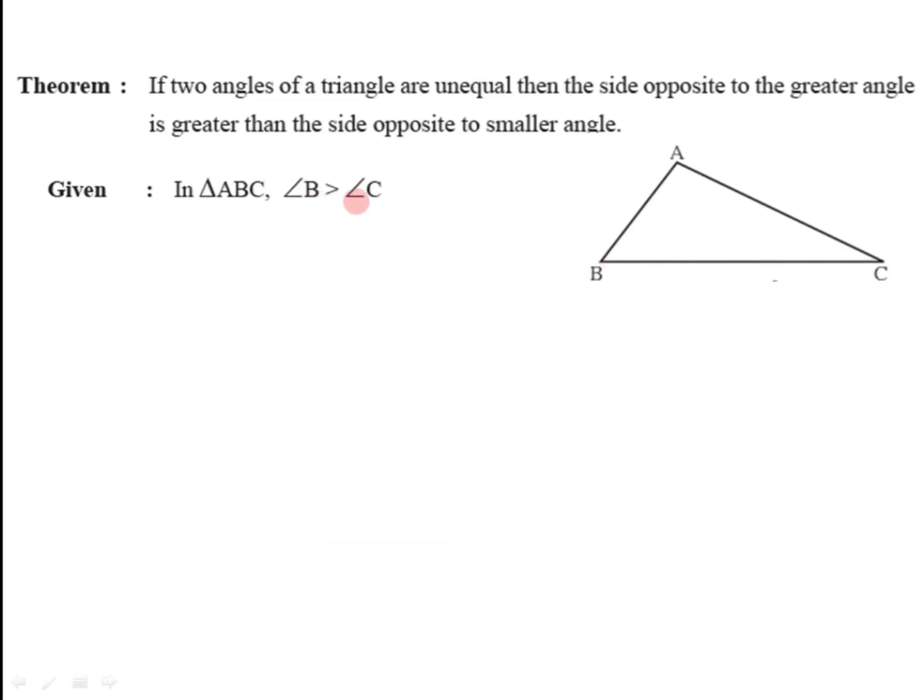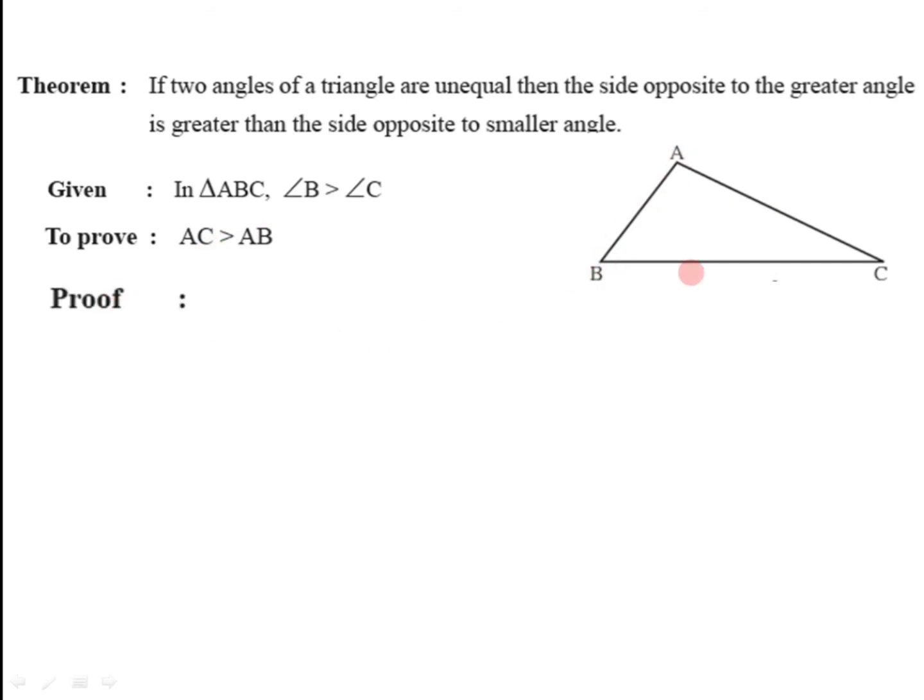So that's the given. We have to prove that if it is so, then the side opposite to the greater angle is greater than the side opposite to the smaller angle. Now in this case, the greater angle is angle B and the smaller angle is angle C. So the side opposite to angle B is AC. We have to prove that AC is greater than the side opposite to the smaller angle C, whose opposite side is AB. So here we should prove that AC is greater than AB. So let us have the proof.